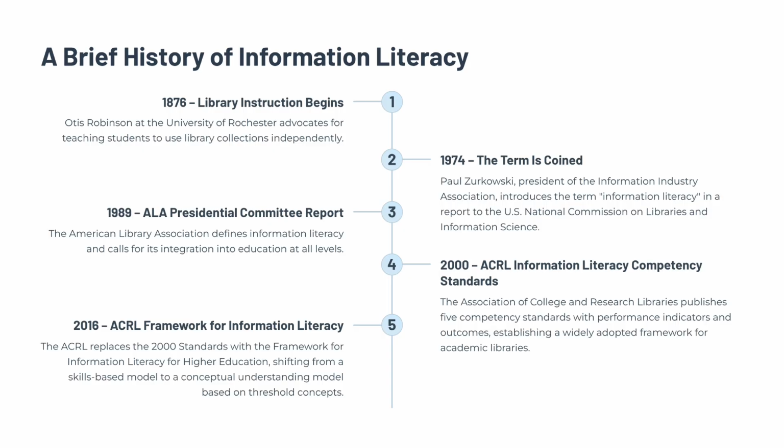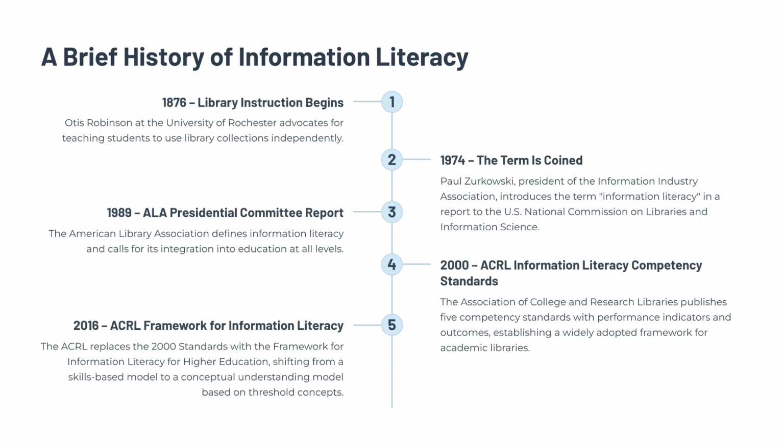That momentum leads us to the year 2000, when ACRL, the Association of College and Research Libraries, publishes the Information Literacy Competency Standards, 5 standards, each with performance indicators and outcomes. This became the go-to framework for academic libraries across the country for over a decade. If you were an academic librarian in the 2000s, you were probably building your instruction program around these standards.